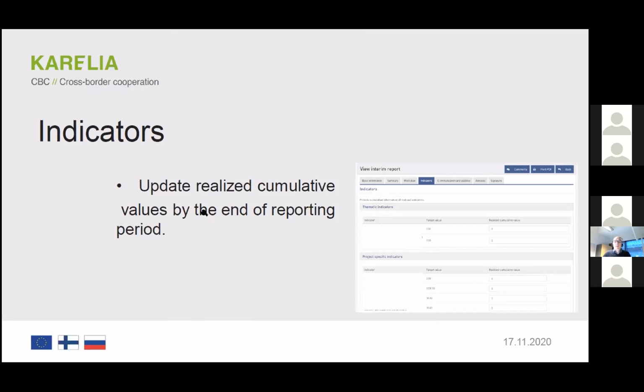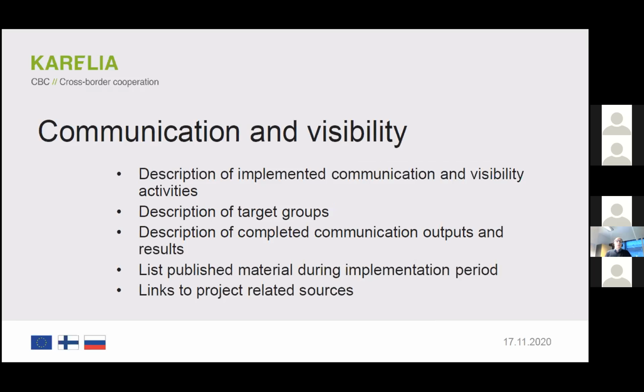Then the next is the indicators sheet. There you find the target value, which you have set at the beginning in the application phase. And then you will fill in the realized cumulative value by the end of the implementation period, how much you have reached by then. Then there's this communication and visibility sheet where you tell about the realization of the communication and visibility plan, how you have realized that.